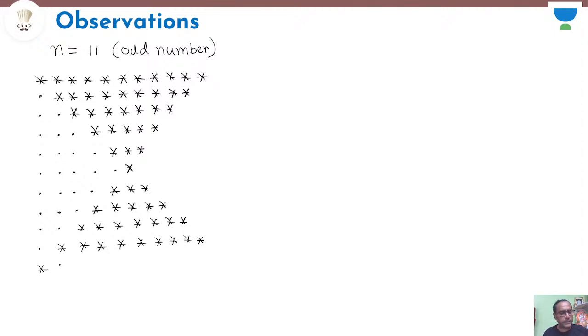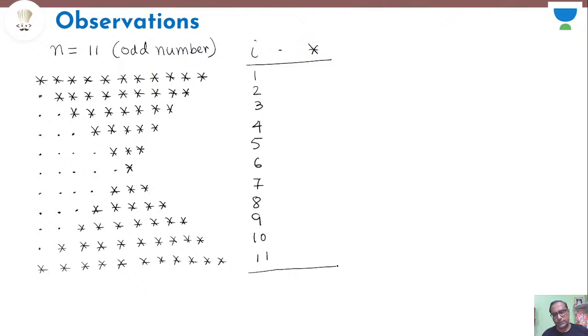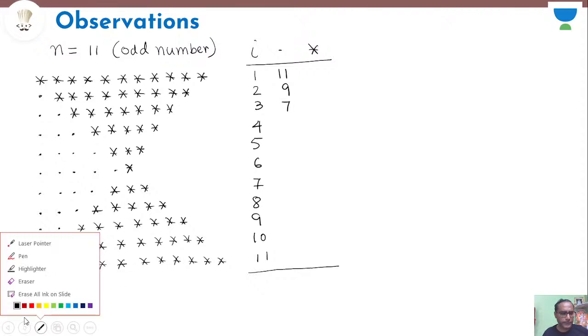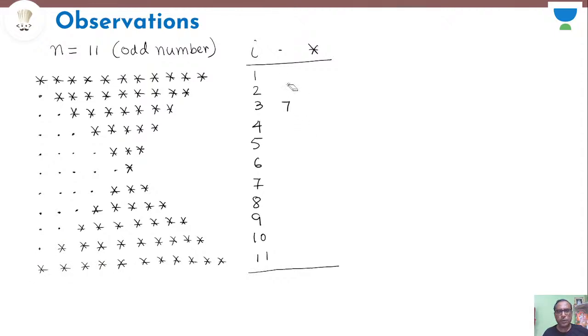So this is the last layer I'm drawing. You got the pattern already. I'm just making the tracing table for your convenience. I, dot and star. I: 1 2 3 4 5 6 7 8 9 10 11. Yes, I'm having 11 layers, so 11 layers have been numbered. Oh sorry, don't mind, it is a dot.